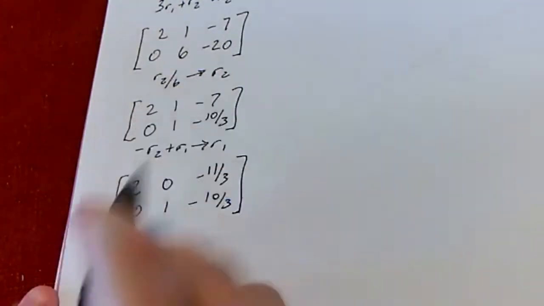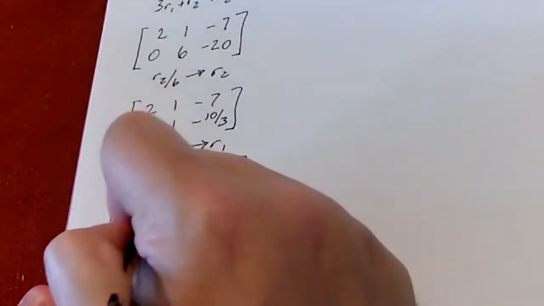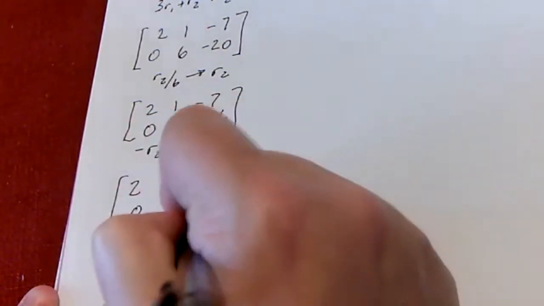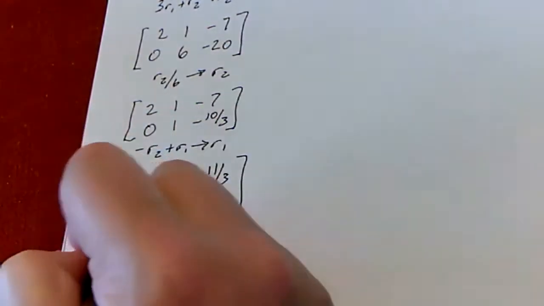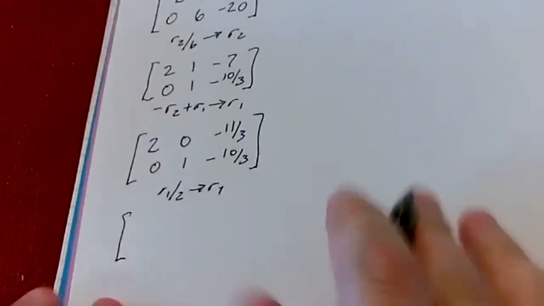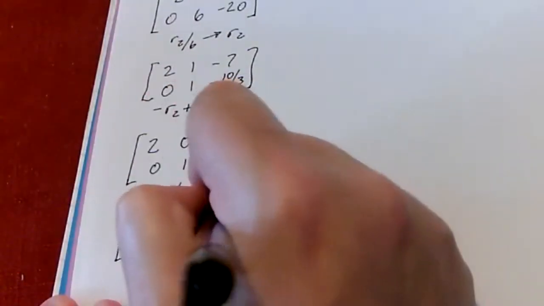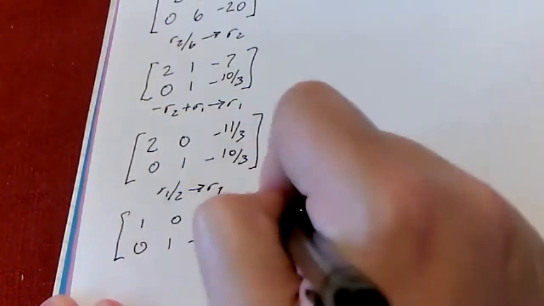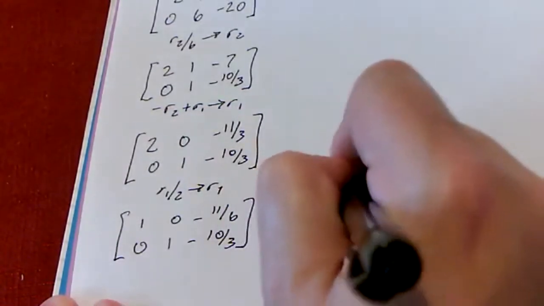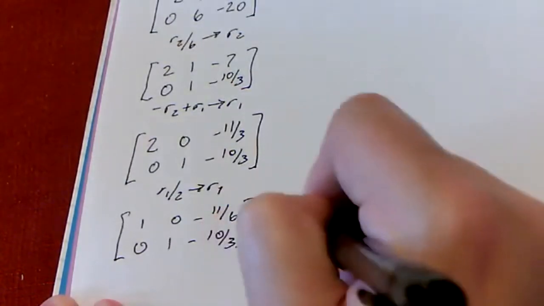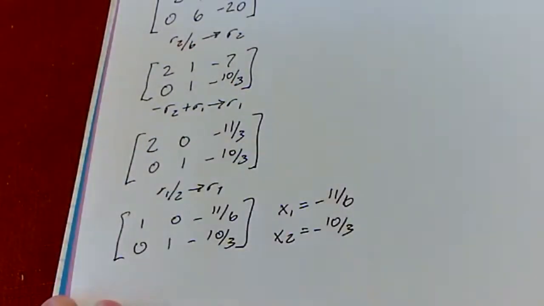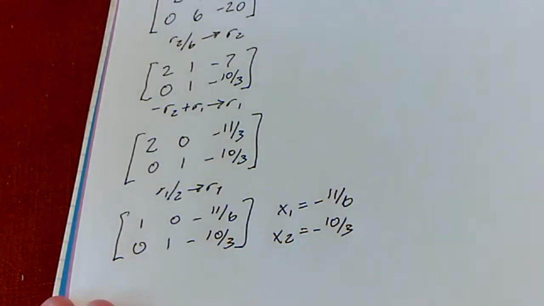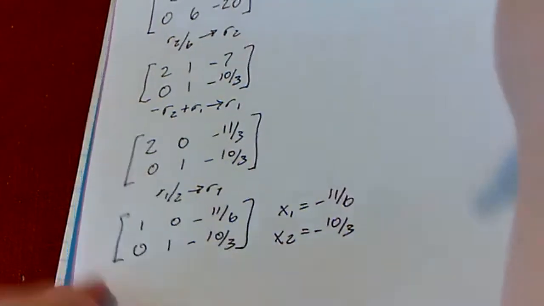And then what do I need to do? I need to divide this 2. So I'm going to take row 1 and divide it by 2 and replace row 1. So I'm going to get 1, 0, negative 11 over 6, 0, 1, negative 10 thirds. So again, my x1 is negative 11 over 6. My x2 is negative 10 thirds, just like I got in the previous system. So we can use matrices in this way.